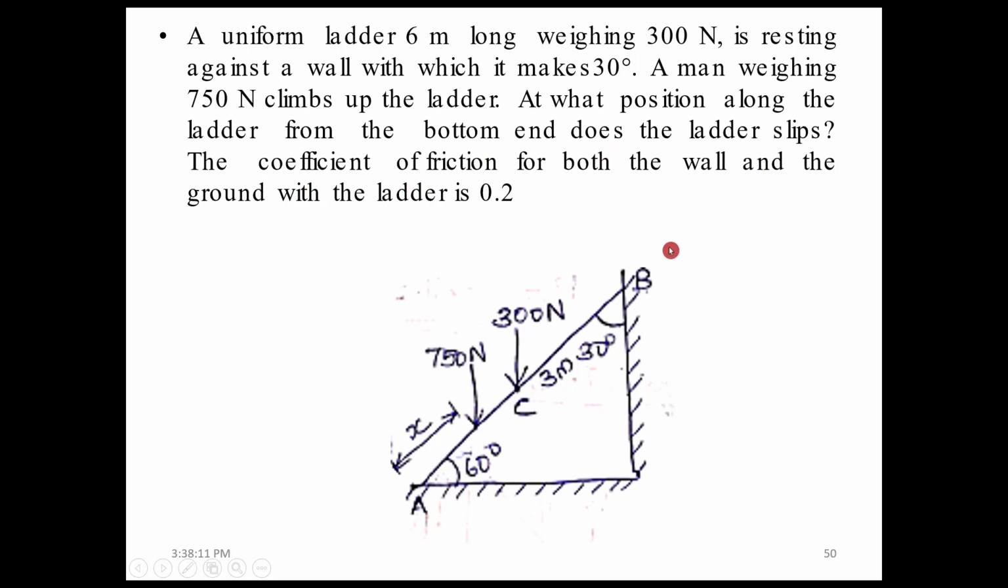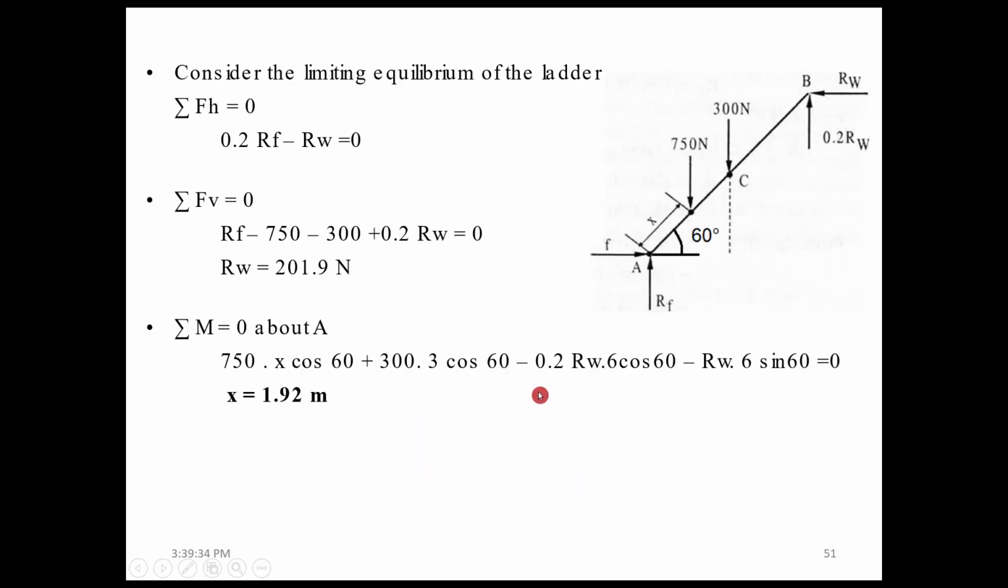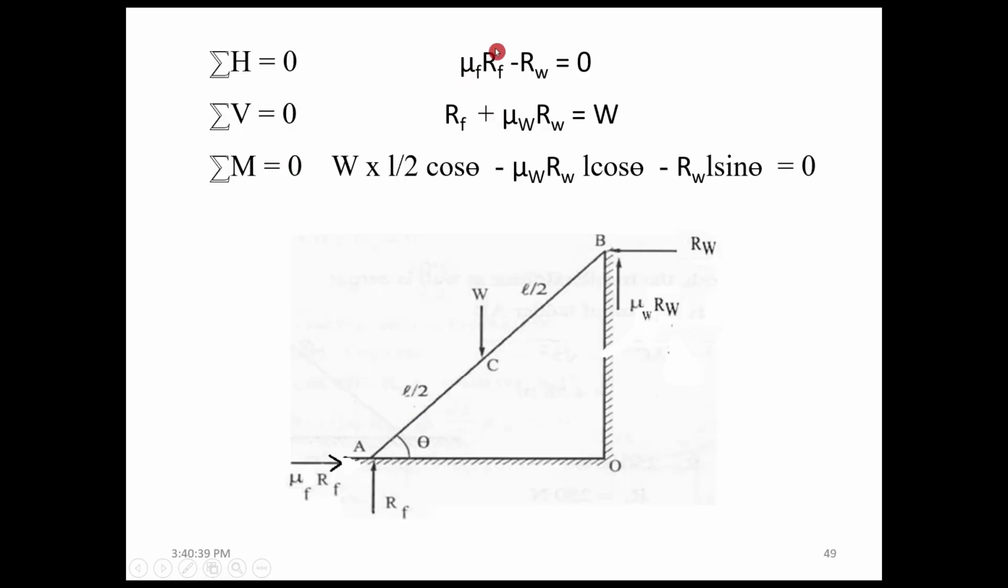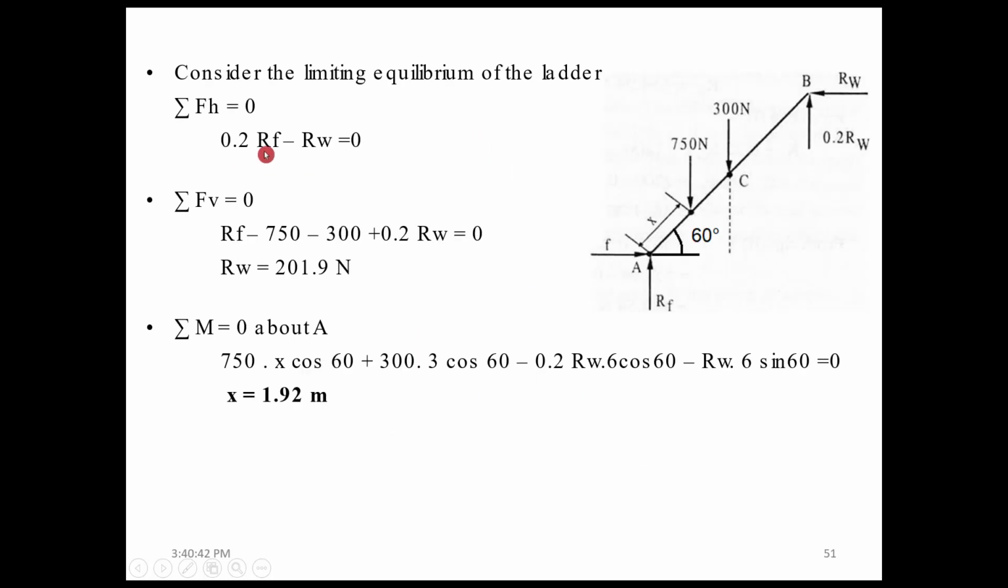The coefficient of friction for both the wall and the ground with the ladder is 0.2. These are the given values. Considering the limiting equilibrium of the ladder, we have sigma Fh is equal to 0. This is the previous equation which we discussed. So 0.2 into Rf is equal to Rw. Sigma F is equal to 0.